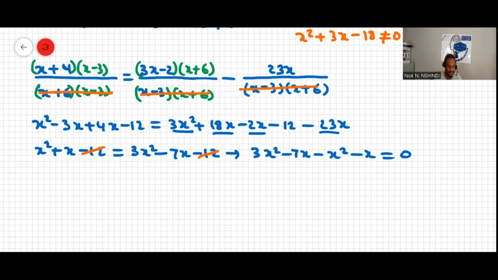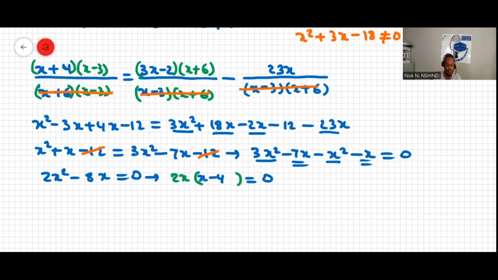And then that will make what? This and that makes 2x squared. And then negative 7x and negative x makes negative 8x equal to 0. Now we can solve by factorization. If I take 2x as common factor, that will be x minus 4 equals 0, and that makes x equal to 0 or x minus 4 equals 0. If you move the negative 4 over, that makes x equal to 4. So the answer is this.